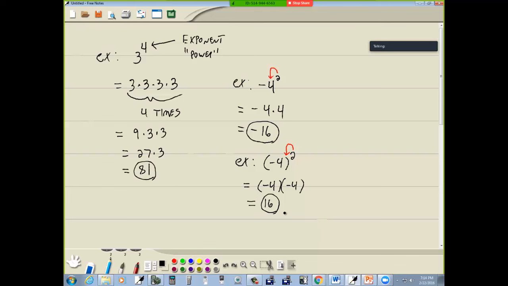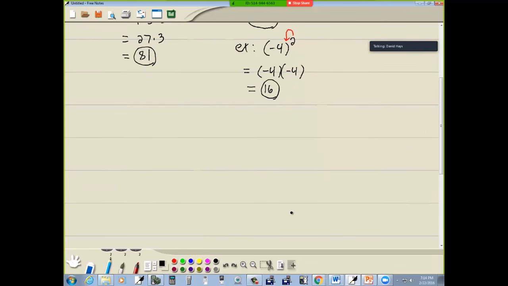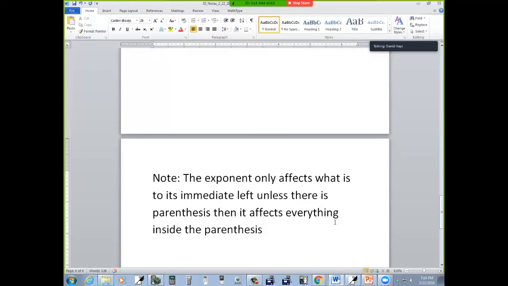Now, there's one other thing I want to mention about exponents, and I'll put the note down here about it.